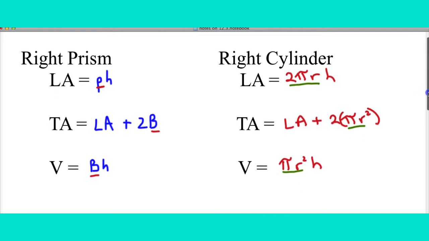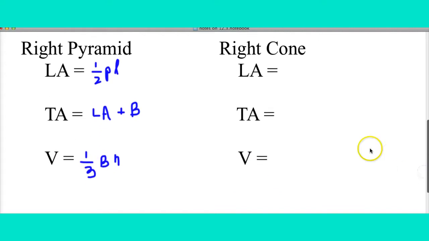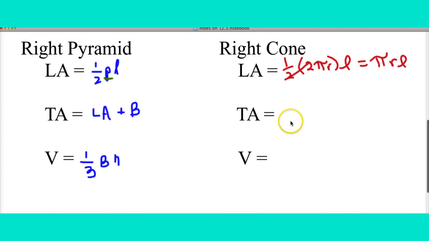Let's do something similar for transforming the formulas for a pyramid to the formulas for a cone. Once again, I'm going to change out the perimeter for the perimeter of a circle, which is really the circumference of a circle. So we'd have 1/2 times 2 pi r times the slant height. And if you want to simplify this, notice the 1/2 and the 2 would cancel. So really our formula is just pi times radius times slant height.